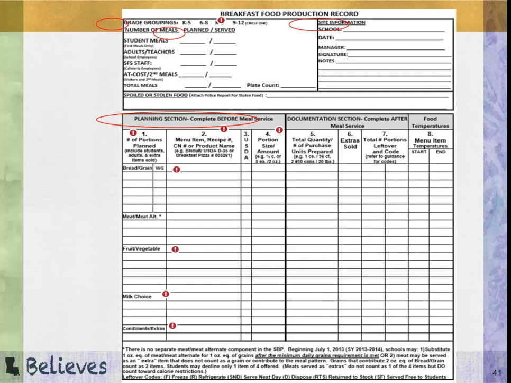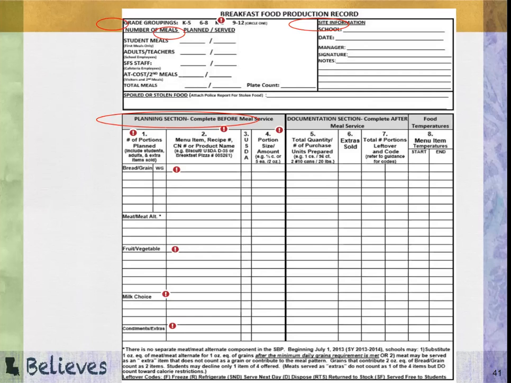Under fruit and vegetable, a common error is that the specific type of fruit or vegetable item is not listed. For example, listing canned or fresh fruit or vegetable is not specific enough. Also be sure to indicate the type of lettuce served. In this case, this is a breakfast production record. In the case of a lunch production record, indication of the vegetable subgroup would also be required, like red, orange, dark green, etc.